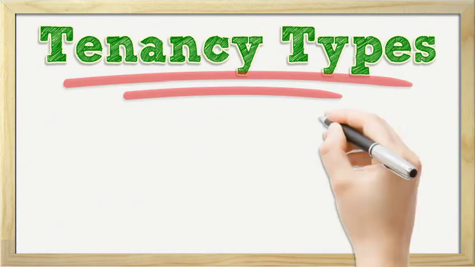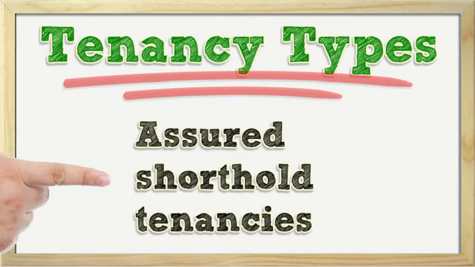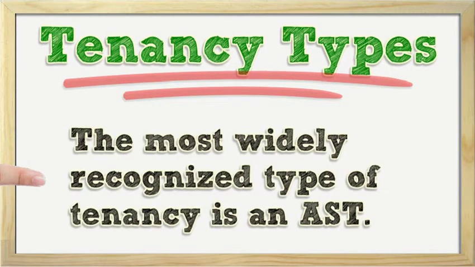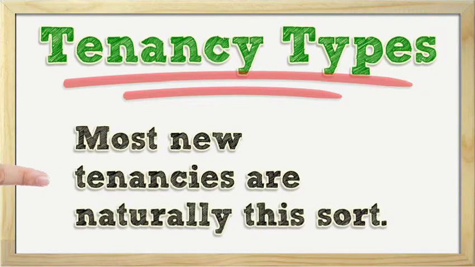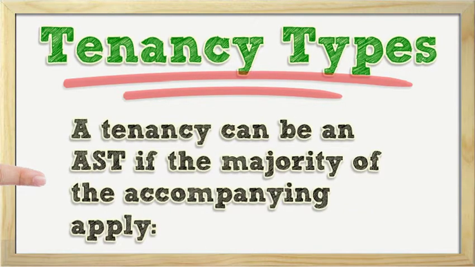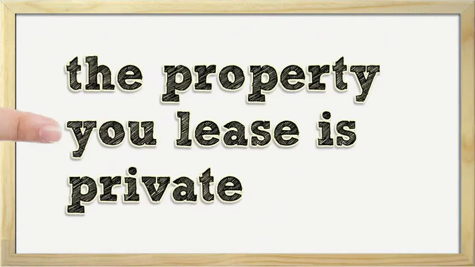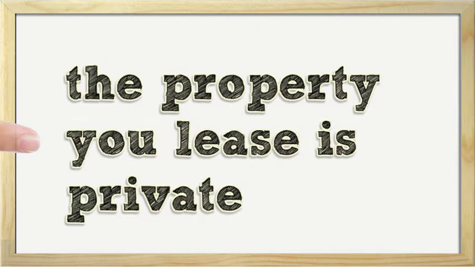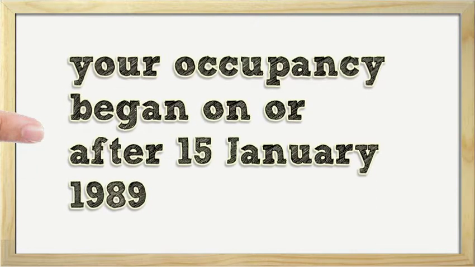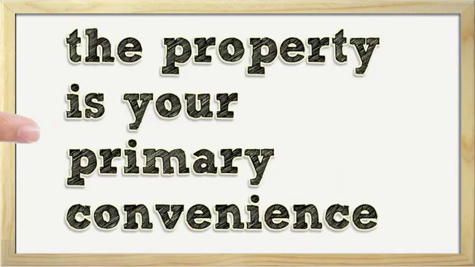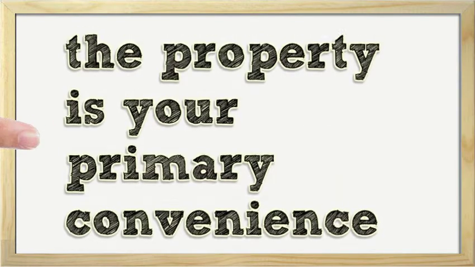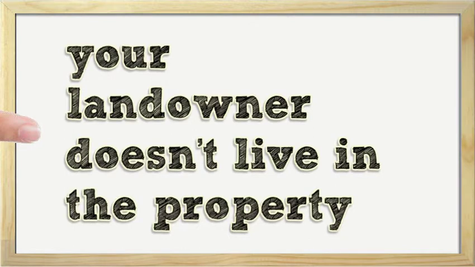Tenancy types. Assured shorthold tenancies. The most common type of tenancy is an AST. Most new tenancies are automatically this type. A tenancy can be an AST if all of the following apply. The property you rent is private. Your tenancy began on or after January 15, 1989. The property is your main accommodation. Your landowner doesn't live in the property.